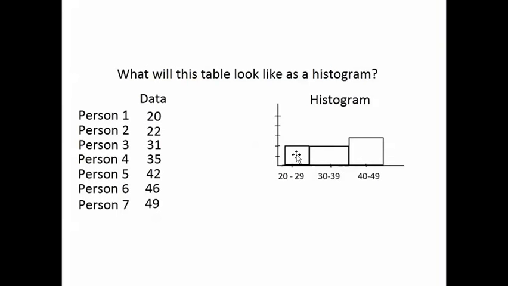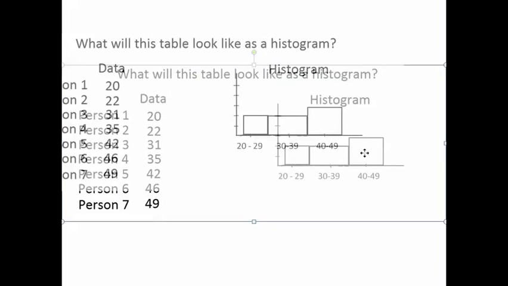All this is showing is that we have 2 20s up here. We have 2 30s right here, and we have 3 40s right here. Since we have 2 20s, this bar goes up to the second tick mark. Since we have 2 30s, this bar goes up to the second tick mark. And since we have 3 40s, this bar goes up to the third tick mark. So that the value that appears the most often has the tallest bar, and values that appear less often have shorter bars.